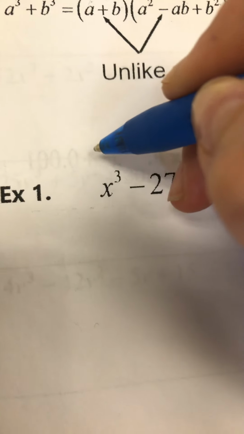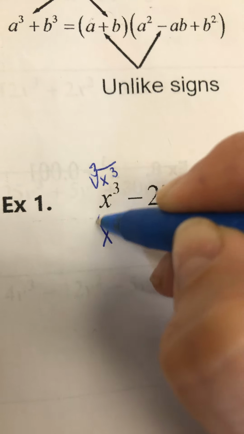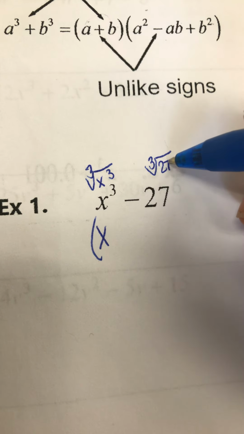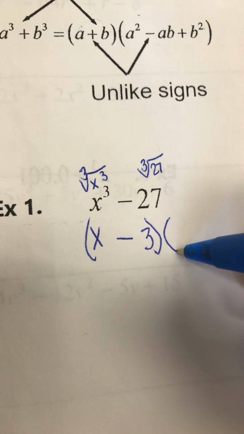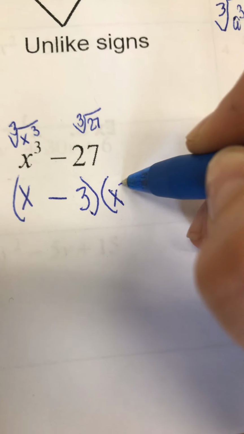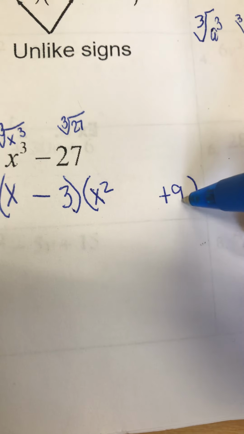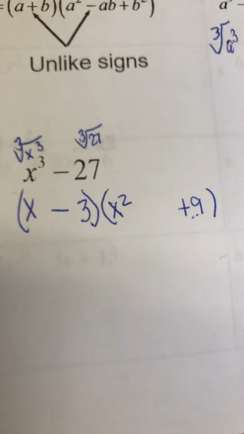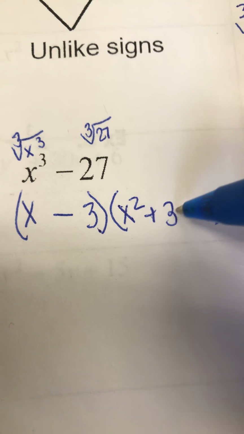First problem, I'm going to take the cube root of x cubed is x. The cube root of 27 is 3. Keep the sign. And now, in the trinomial part of the answer, take the first term and square it. Take the last term and square it. Negative 3 times negative 3 is positive 9. That will always be positive, that third term. And then the product, x times 3 is 3x, but the opposite sign, plus 3x.